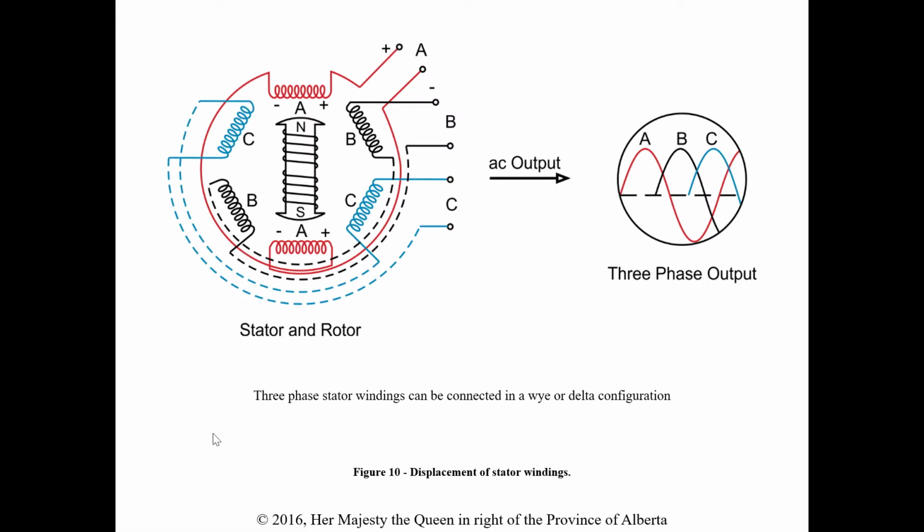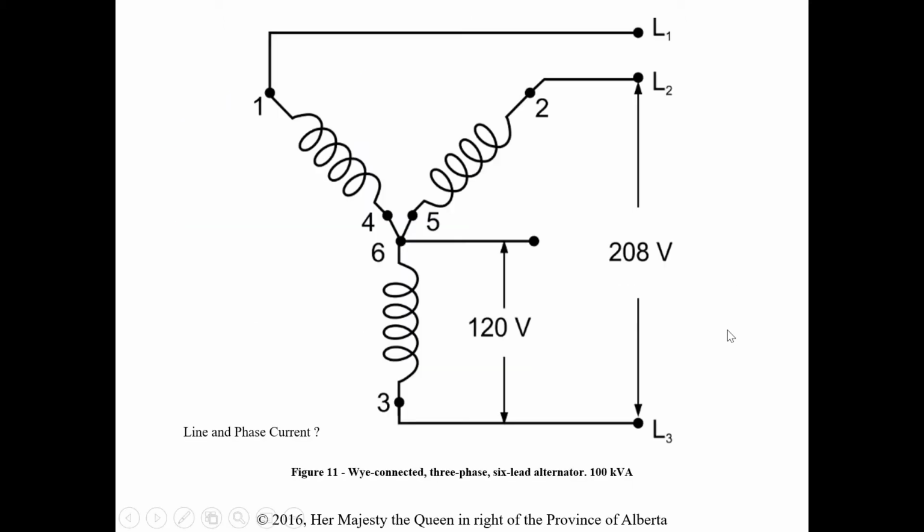Now, the other thing we're going to talk about are the 3-phase windings, because obviously a lot of our alternators are 3-phase alternators. So again, they're 3 sets of windings that are 120 degrees apart, just like we talked about in third year. They can be connected in Y or delta. So you have all these examples that they go through in the module.